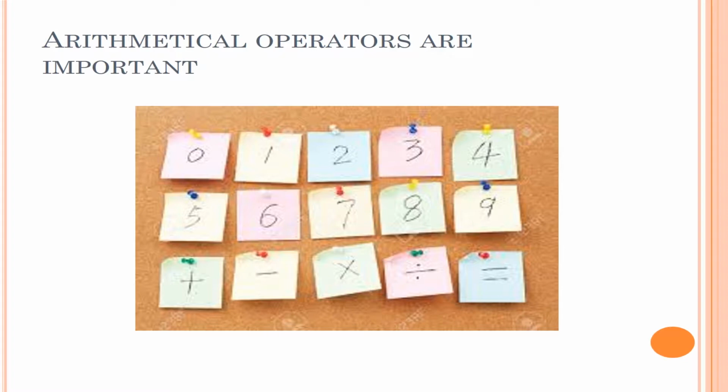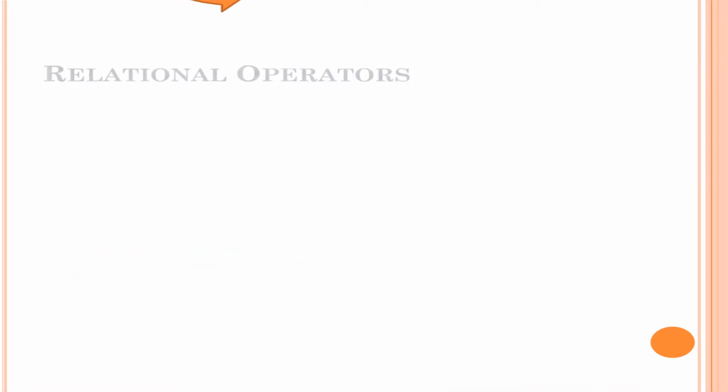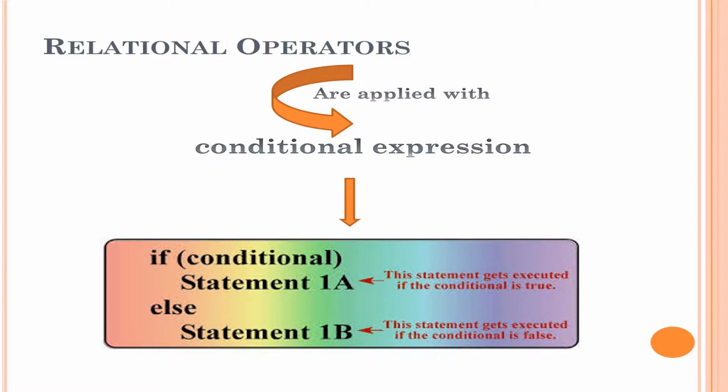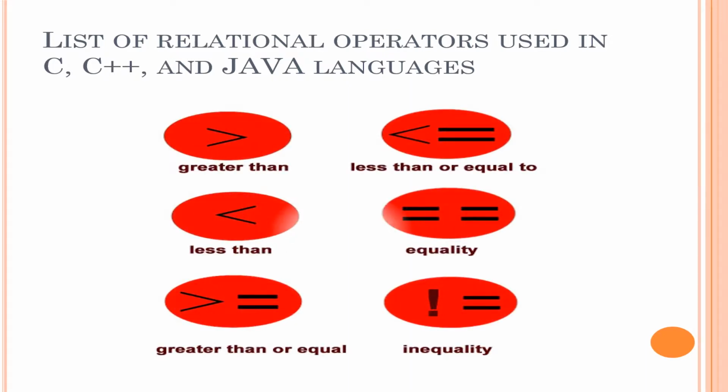Next, we have relational operators, which are used to compare the value of operands, and these operators are usually applied with a conditional expression which satisfies a condition. There are a number of relational operators available in programming languages. Some common relational operators which are used in C, C++, and Java are the equal to operator, which tests whether the two operands are equal or not. The not equal to operator, which tests whether the two operands are not equal to each other.